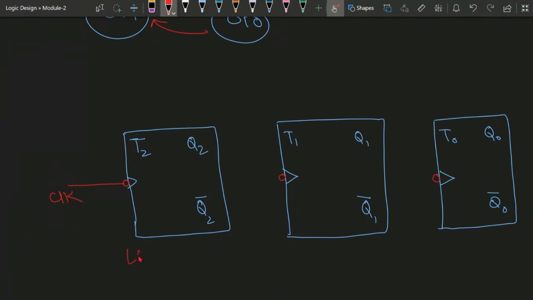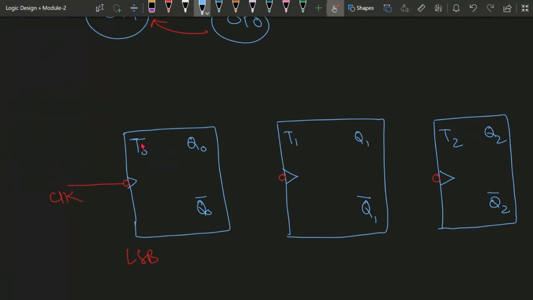This is the LSB one. So we should modify the labeling because it is the LSB, so it should be 0. This is T0, Q0, like this, then T2, Q2, Q2 bar. Wherever the clock is directly connected, it will be the LSB, because it will be changing again and again.